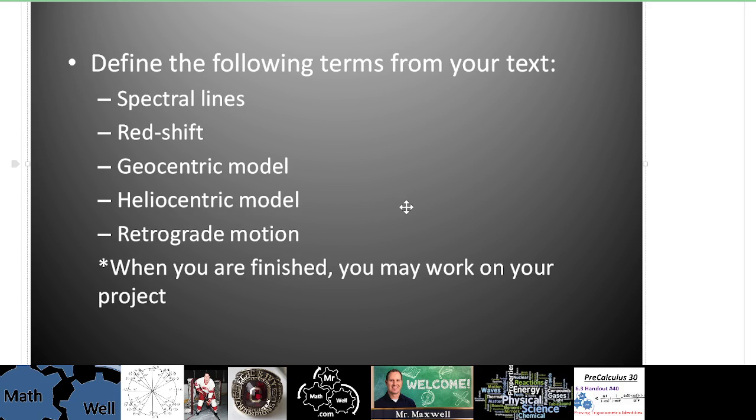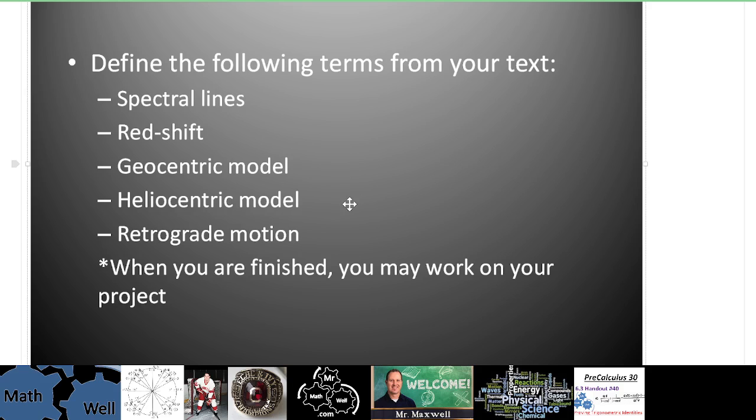All right, so here we are. You guys have looked at some of these definitions. I've asked you to go through your textbook and jot down the meanings of these words. So we're going to see how well you did as we go through the lessons. We're going to talk about each of these, and you can refer back to those notes and make sure you got everything right.